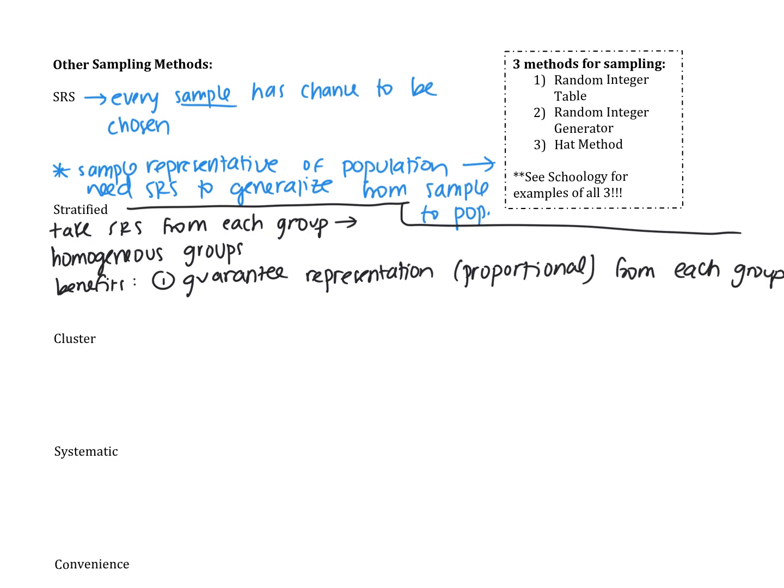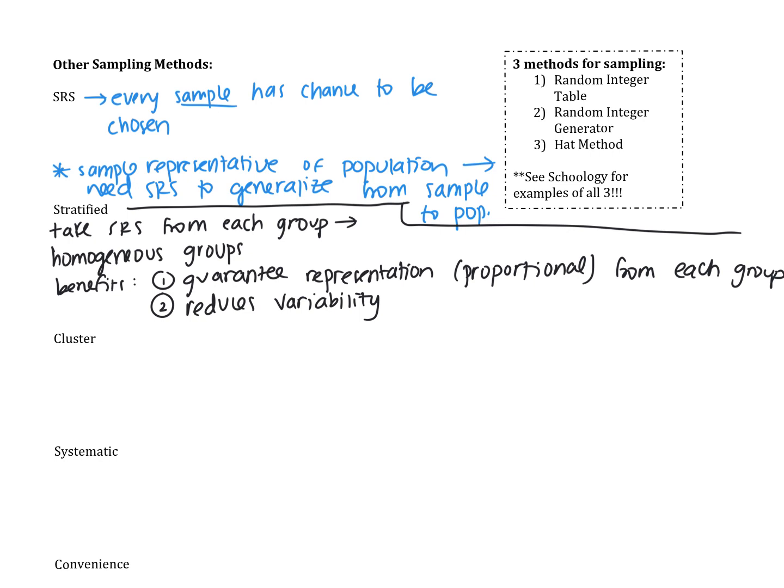So like Adam said, if it were a simple random sample, we would have the potential of getting all freshmen. We don't want that. Stratified sample, we could guarantee representation from all four grade levels. And we could have proportional representation. So if there's more freshmen, I could take more freshmen in my sample. The second benefit is that this generally reduces variability. By having proportionality, we are going to reduce variability within our sample.